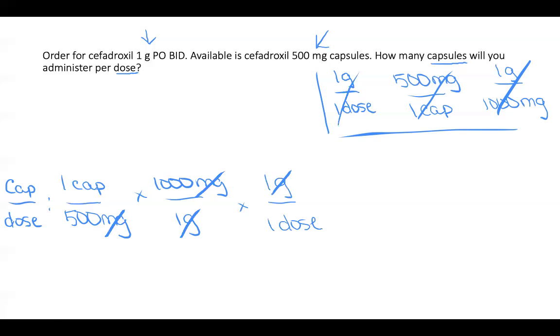So that means I can go ahead and do my math straight across. So I'm going to take 1 times 1,000 times 1, which is 1,000. And then I'm going to take 500 times 1, which is 500. And then I'm going to divide 1,000 by 500, which equals 2. And my units of measure are going to be over here on the left-hand side of my page, capsules per dose. Okay, so my answer to this question is 2 capsules per dose.